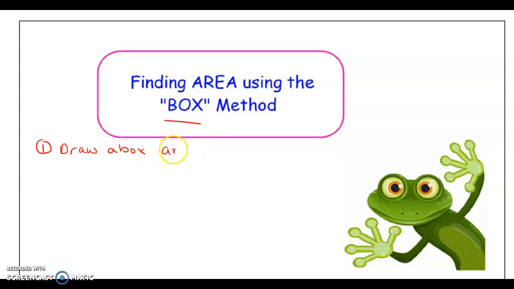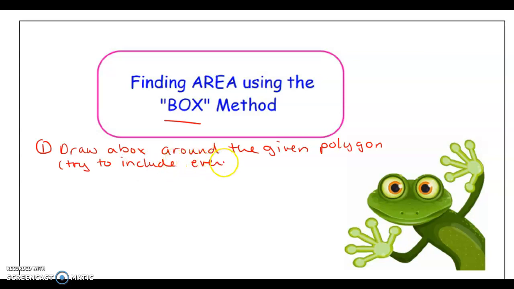around the polygon. It'll be on the coordinate plane, guys. And what you have to do is try to include, sometimes you have to skip one, but try to include every vertex. It's the same thing as a corner. So every corner or vertex of the polygon, on the sides of the box you draw.